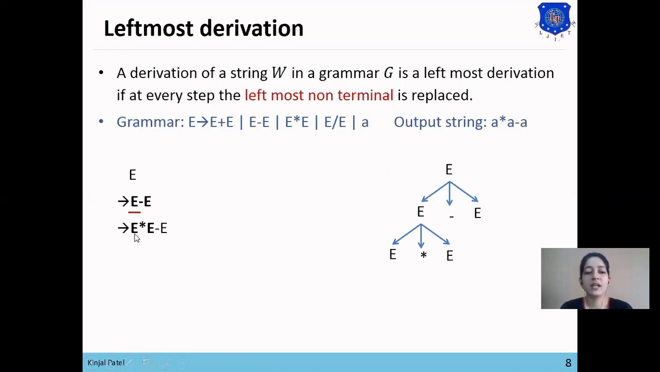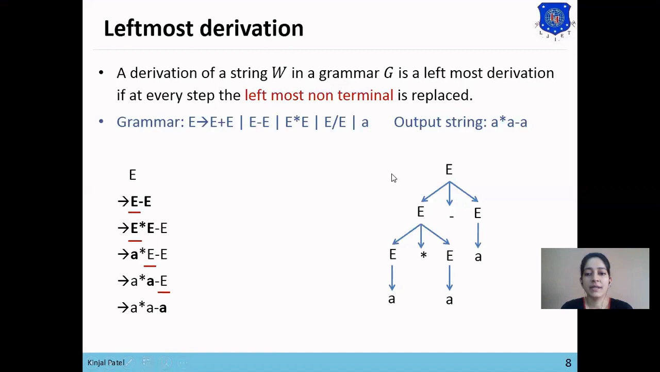Now we will replace each non-terminal by a single terminal symbol A. So first we'll replace E by A, which is our leftmost non-terminal. Then here A and star are the terminal symbols, and now the leftmost non-terminal is E. So we'll replace this E by terminal A. Now A star A minus are all terminal symbols, so the leftmost non-terminal is E. So we'll replace this E by A.